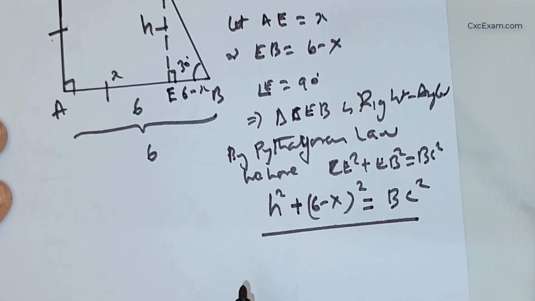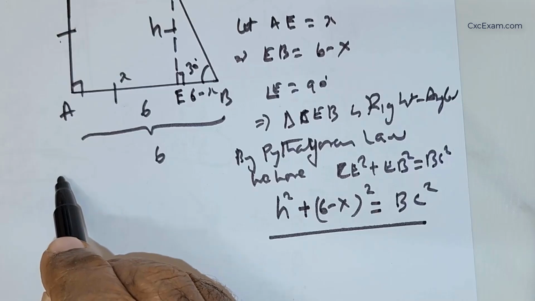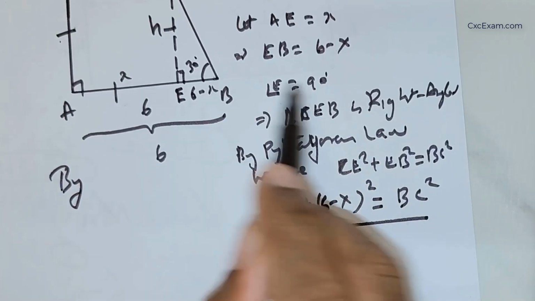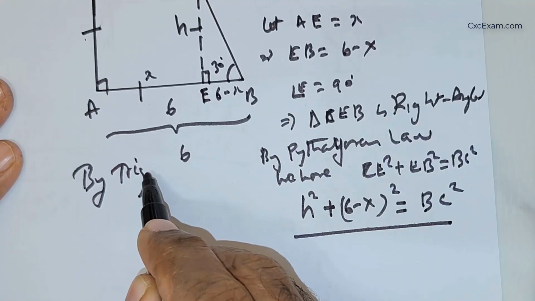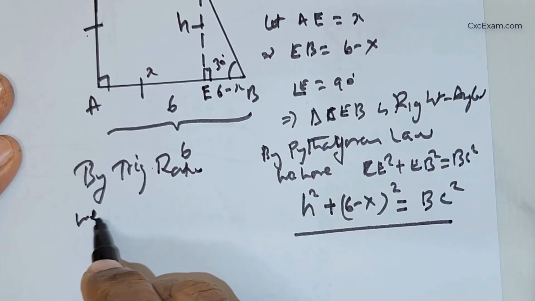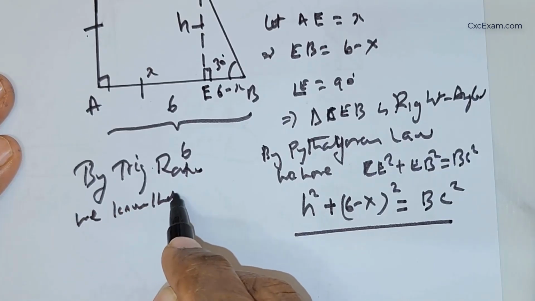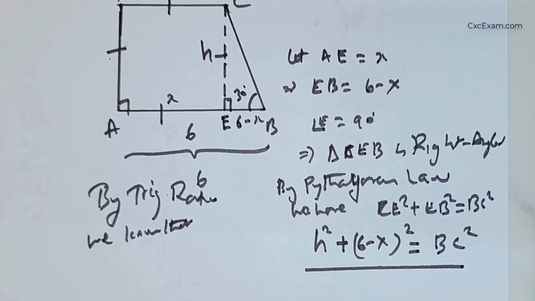So to handle this, I will use the trigonometric ratio. Instead of going with Pythagoras law, we will go by trigonometric ratio. By trig ratio, we know the following. So let's use the trig ratio there.